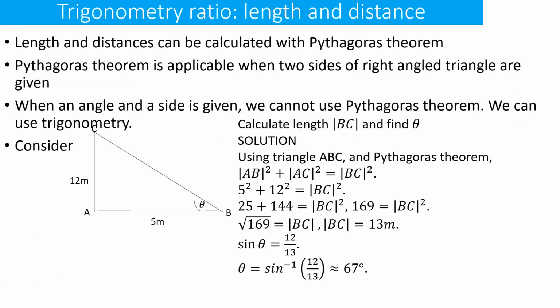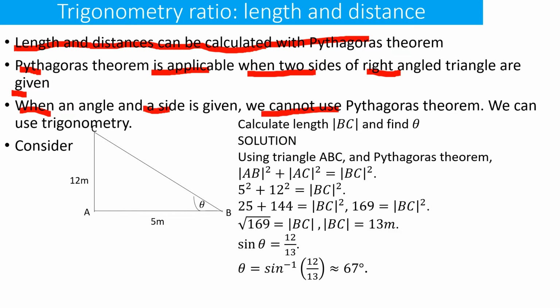Finding lengths and distances. Lengths and distances can be calculated with Pythagoras theorem. However, Pythagoras theorem is applicable when two sides of the right angle triangle are given, only and only if two sides are given. When an angle and a side are given, we cannot use Pythagoras theorem. We then use trigonometry.